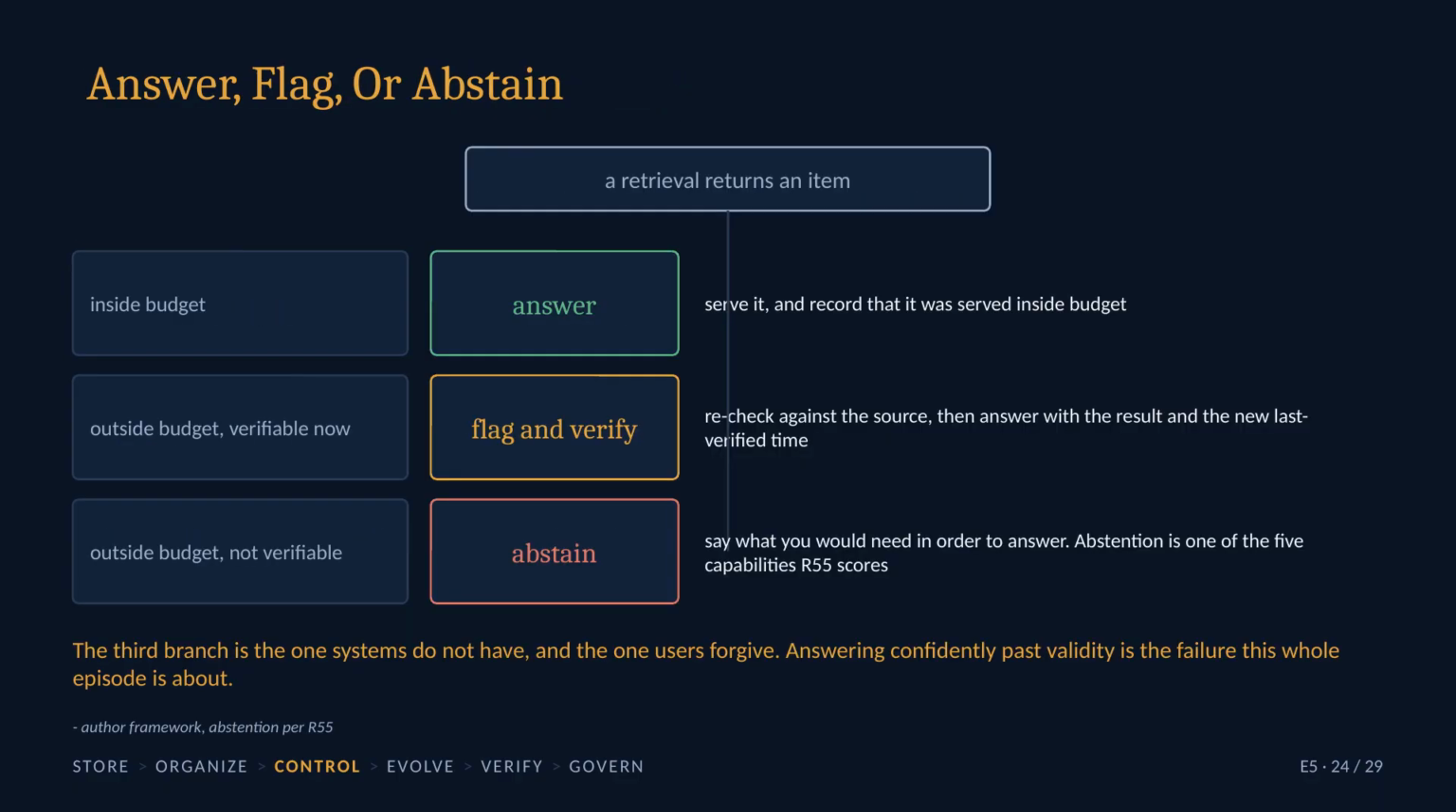Which finally gives a decision procedure, and it has 3 outcomes rather than 2. A retrieval returns an item. If it is inside budget, answer, and record that it was served inside budget, because that record is what the audit counts. If it is outside budget but verifiable right now, flag it, recheck it against the source, then answer with the result and a new last verified time. And if it is outside budget and not verifiable, abstain, which means saying what you would need in order to answer, not simply declining. Abstention is one of the 5 capabilities that are scored, so this is not an exotic requirement. It is the branch most systems do not have.